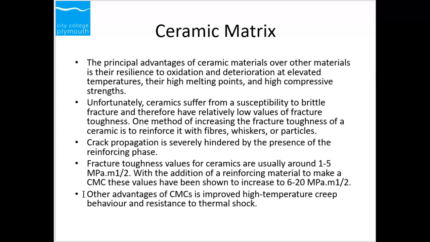To make them strong, one thing we can do is reinforce them with fibers, whiskers, and particles. Crack propagation is hindered by the presence of the reinforcing phase. This is why in a concrete column or beam, we have a fiber material, which is steel bars. These steel bars are reinforcement, fiber material. We do not put aluminium. The reason is aluminium has a different coefficient of expansion and contraction.